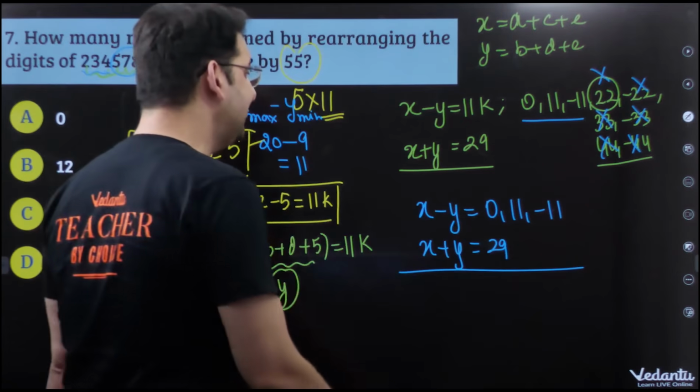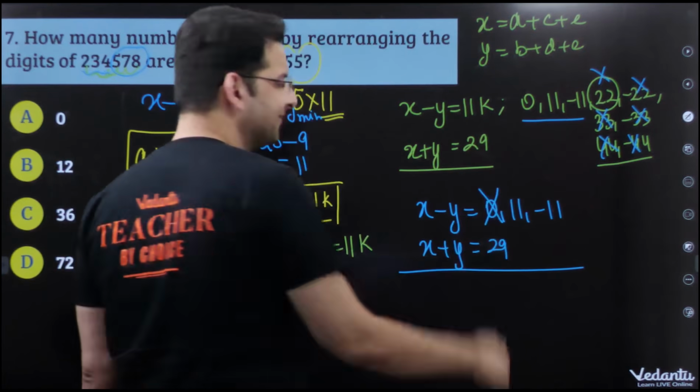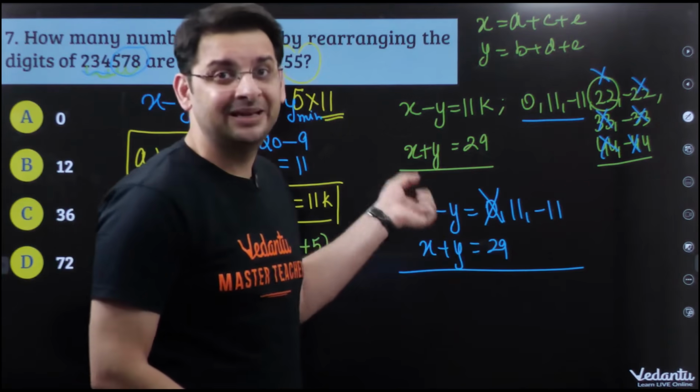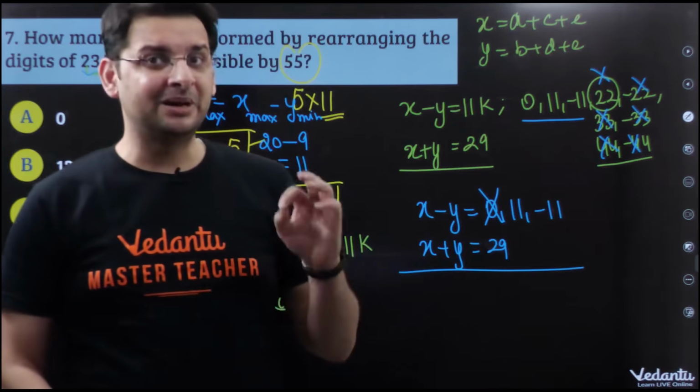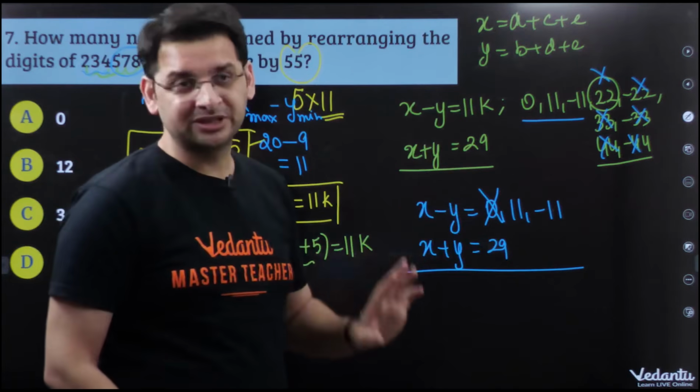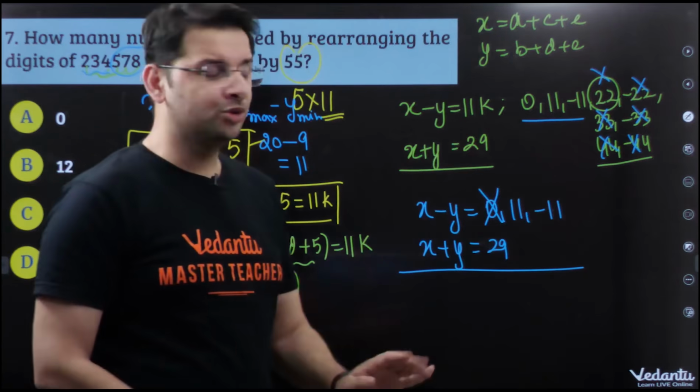Now clearly we can't have even 0. Because if sum of two numbers is 29, they should have the same parity. x plus y और x minus y का parity same होगा. So x plus y अगर odd है तो x minus y भी odd होगा, तो 0 वैसे नहीं हो सकता. अगर 0 करते भी हो, x will not come out to be integer.